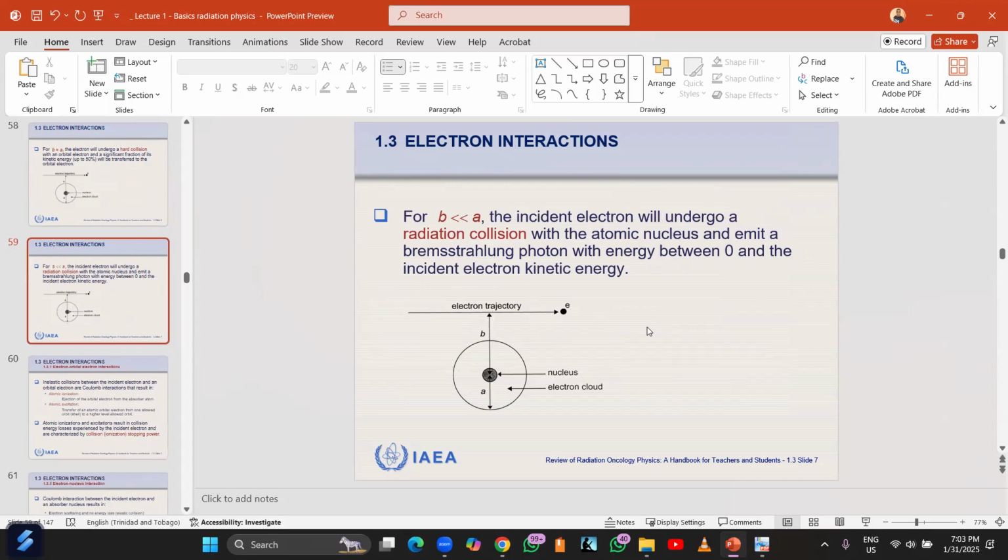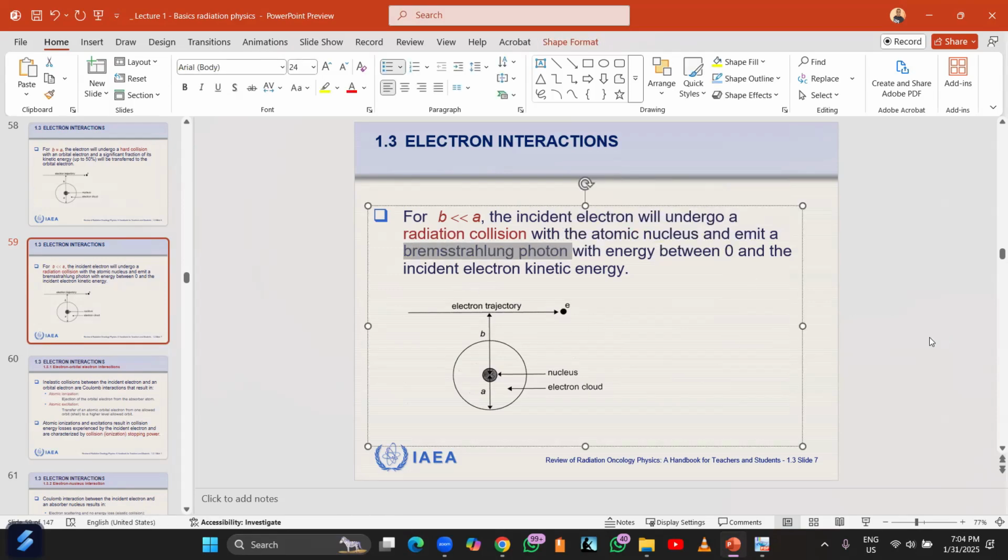All right. So once the electron is closer to the nucleus, now you experience radiative collisions or Bremsstrahlung emission. It is the same process used to form photons in linear accelerators that are used to treat cancer. The same technique is used. They accelerate electrons, and then those electrons are bombarded onto a target. And now you form these Bremsstrahlung photons that are used for treatment.